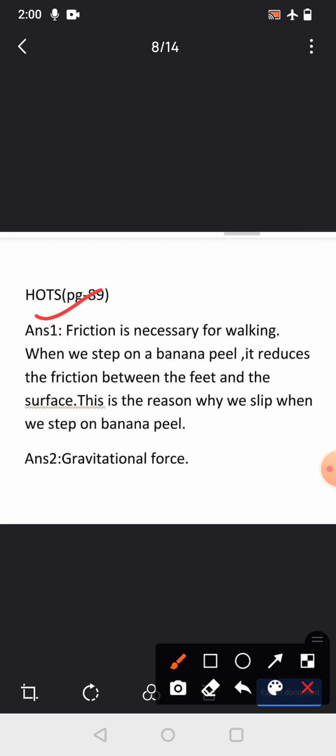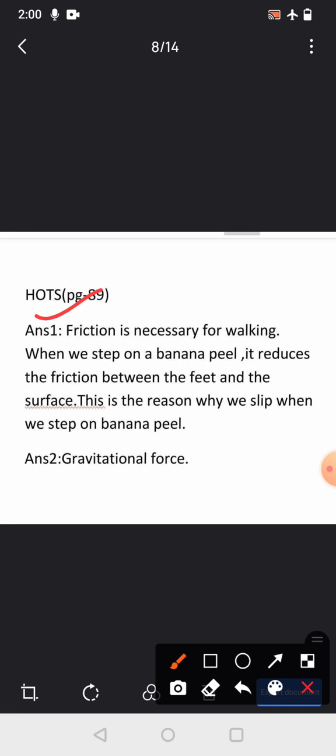Okay. Now number 2, which force according to you holds the Earth's atmosphere in place? So gravitational force, right? Gravitational force. Because this is the force of the earth that pulls all objects towards itself.